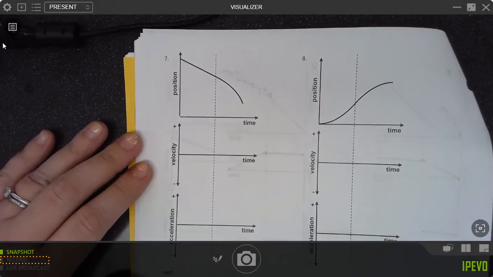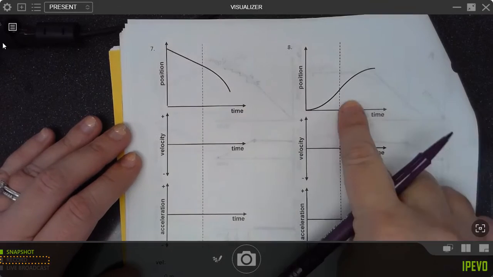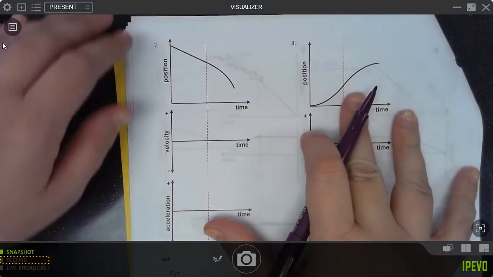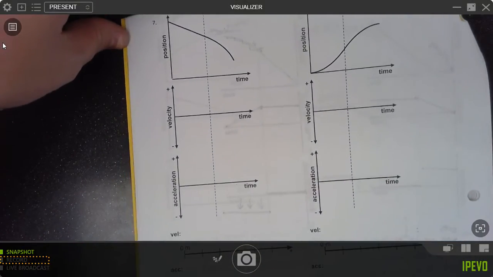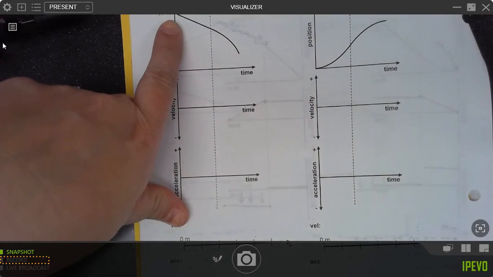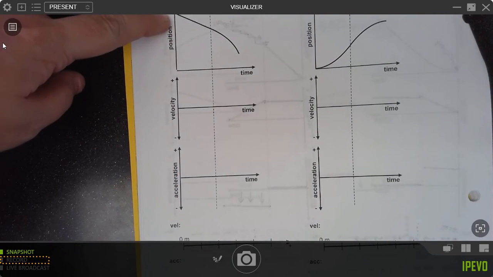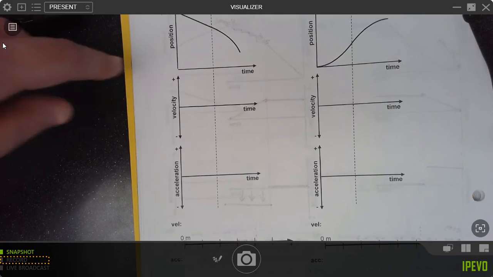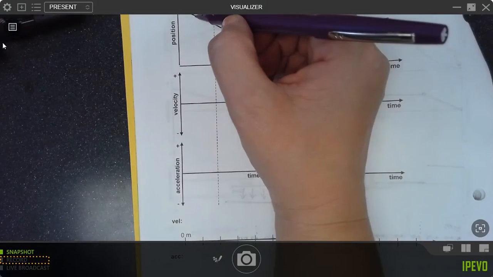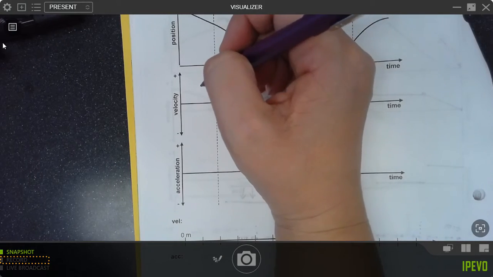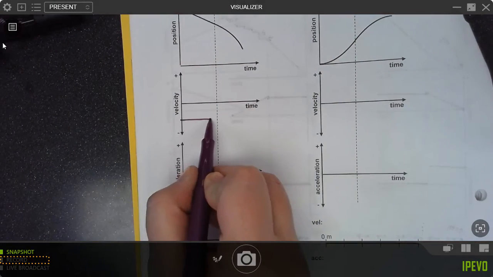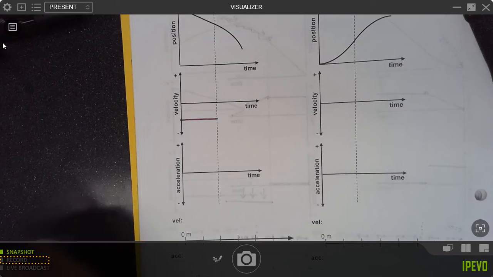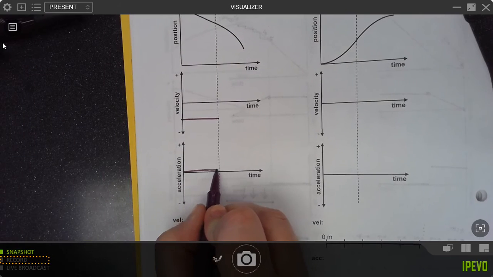All right, the last two are broken up a little bit. This one's fun. Curvy ones are funner. Okay, so at the beginning we have an object that starts pretty far away from 0, and it's going to move in the negative direction. The slope on our position versus time graph is constant negative, so we have a constant negative velocity. If we have a constant velocity, we have 0 acceleration.